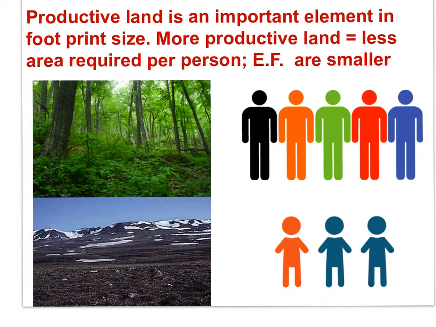So, if a population of people lives in a biologically productive region, Brazil for example, the per capita footprint would be smaller in this biome than for a population of people living in an unproductive region, such as a tundra or desert region. Because the land is not productive here, more area would be required to supply each person with their needs. Keep this idea in mind.